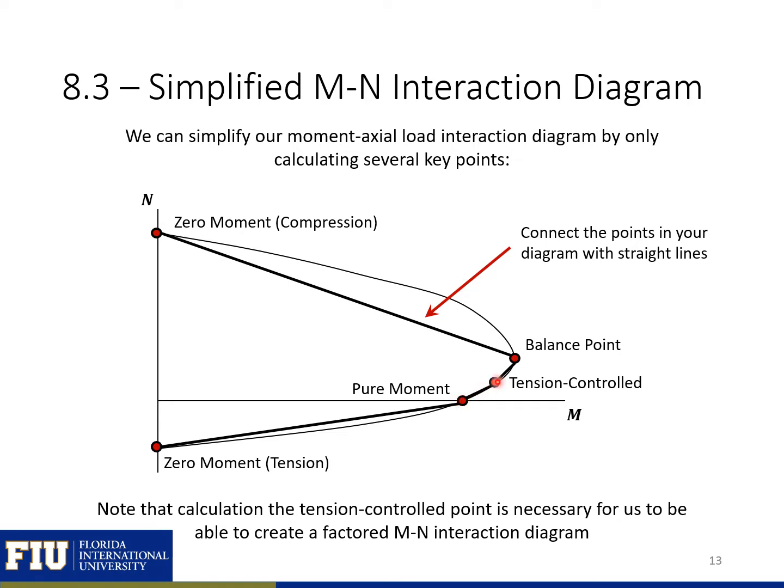The reason that the tension controlled and balance points are both important is because in ACI, this is when we're transitioning from one phi factor for compression controlled and another phi factor for tension controlled. So this helps us when we're going for our factored moment axial load interaction diagram. Note that if you're going to simplify your interaction diagram and just calculate a couple key points, you want to connect all these points in the diagram with a straight line.